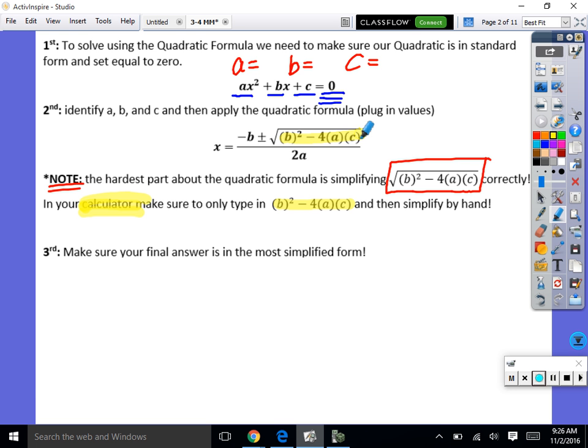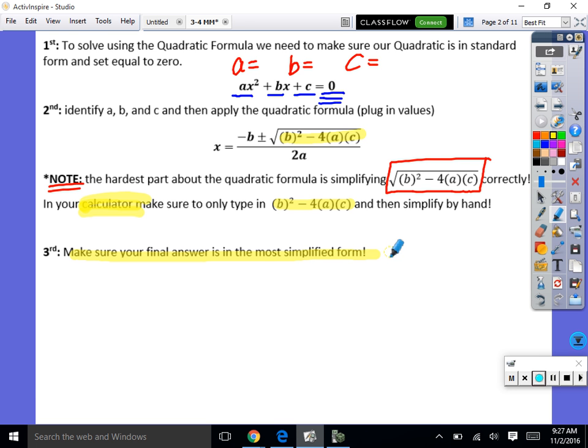Now here's why. If you type in the square root part in your calculator, then it's going to give you a decimal or it's going to give you an error, because the whole reason we're having to use the quadratic formula is because the square root doesn't come out pretty. It's going to come out not very pretty, and we have to do it by hand. Okay. And then third, make sure your answer is in the simplified form.